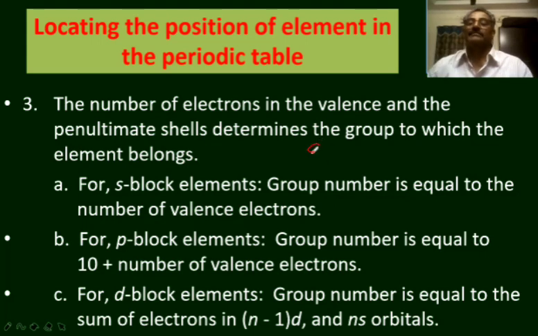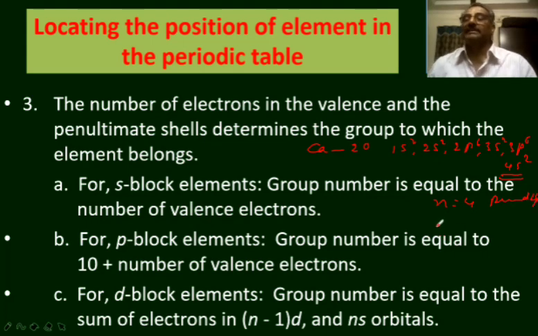Let us see calcium. The atomic number of calcium is 20, and its electronic configuration is 1s2, 2s2, 2p6, 3s2, 3p6, 4s2. The differentiating electron is in the 4s orbital. Principal quantum number n is equal to 4, that means period is equal to 4. So calcium belongs to the fourth period.